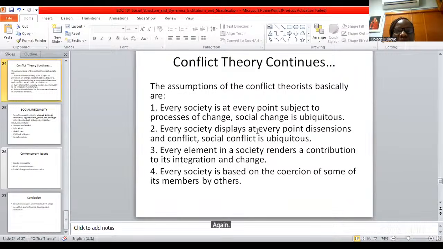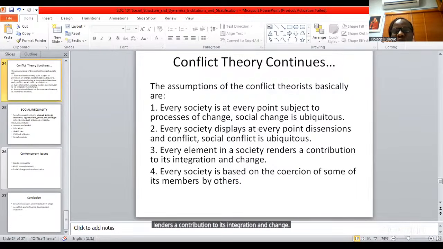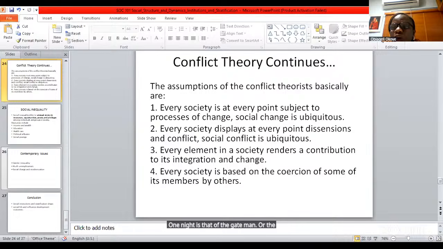The third assumption of this theory is that every element in a society renders a contribution to its integration and change. So everybody in the society contributes to the society. We are the ones thinking that this person's contribution is lesser or more superior to that of the other person. But the truth is that every contribution matters, whether it is that of the gateman or the cook. They are all contributing to the society.